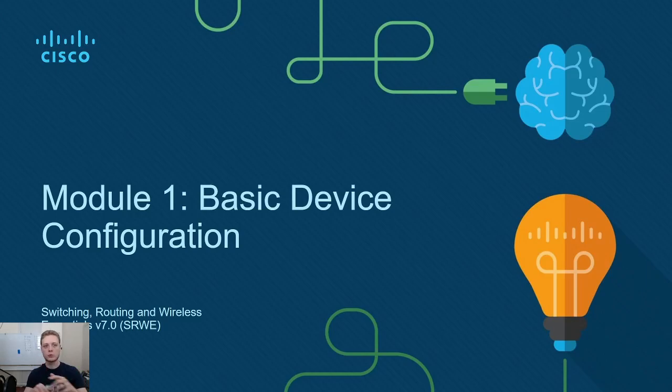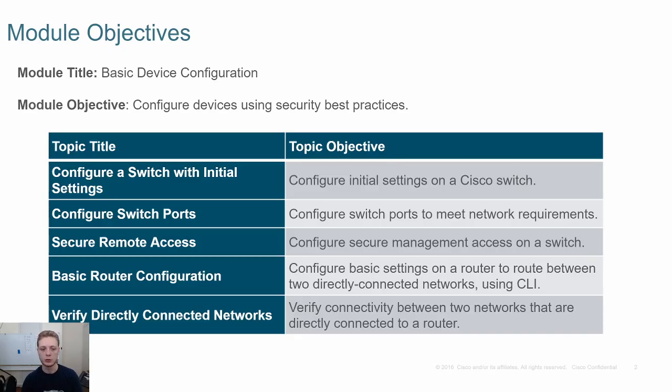We're going to start with Module 1. We're going to jump right into it with basic device configuration. You should be familiar with a lot of this. This really should be review for you guys. So we're going to talk about stuff like initial settings for switches, configuring switch ports, remote access like SSH or Telnet, hopefully SSH, some basic router configuration, and we're going to talk about some verification of these connected devices. So for that, we'll use stuff like LLDP or CDP.